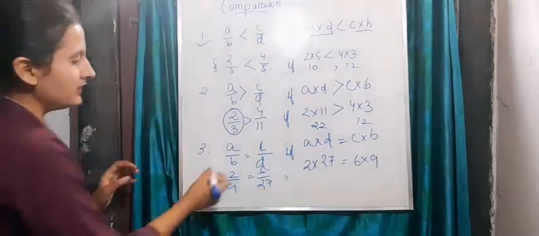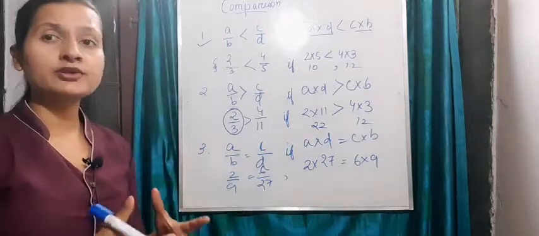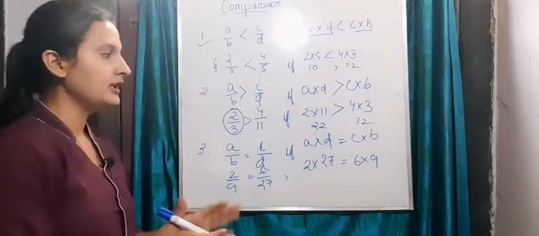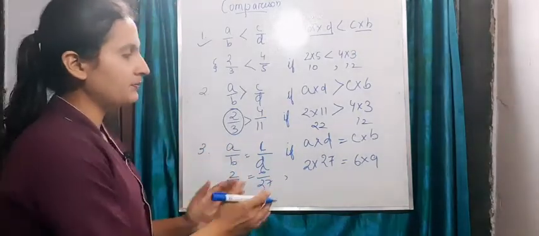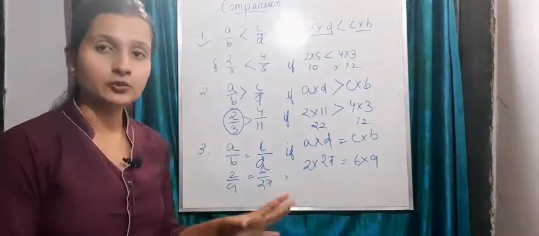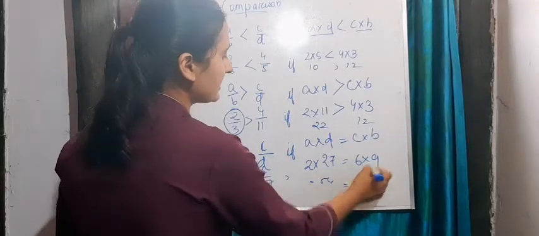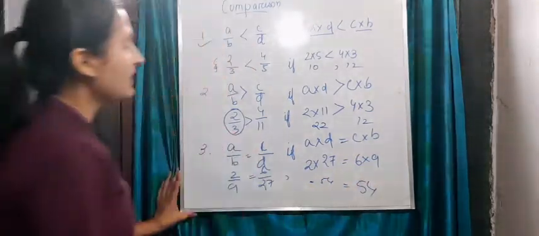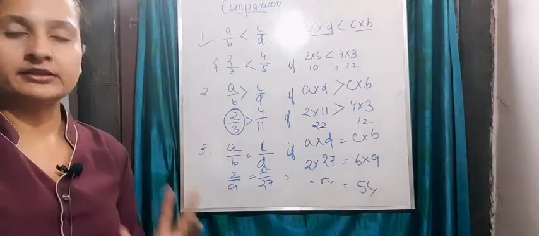Then the third one is a by b equal to c by d. So when will we know that both the fractions are equivalent? In such a case, when we cross multiply, their values should be equal, right? So 2 into 27 is how much? 54. Similarly, 6 into 9 is 54. So this is for when two fractions are given, right?